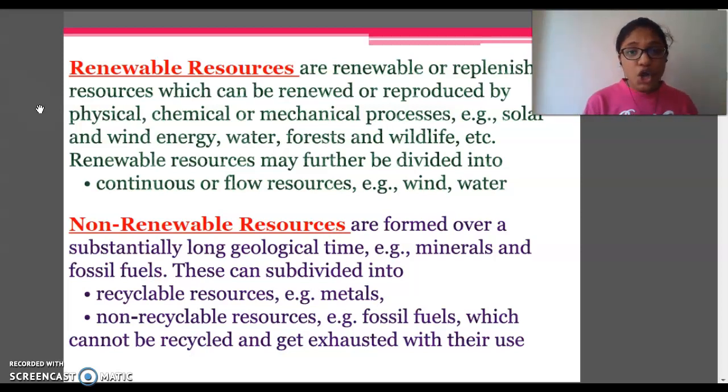For example, coal and oil take hundreds and hundreds of years to renew, whereas some examples of renewable resources are wind energy, solar energy, and water energy, which cannot vanish at any point of time.